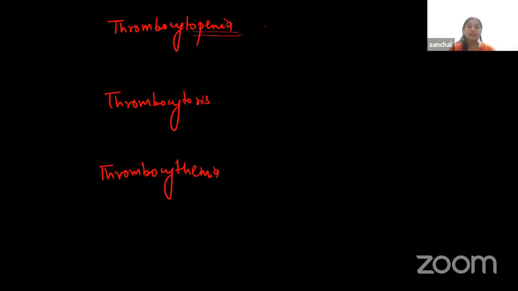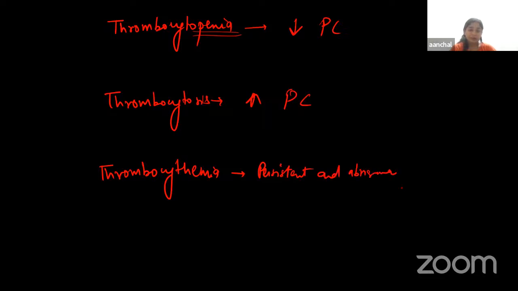Penia means decrease in platelet count. Cytosis means increase in platelet count. Right? And cythemia means persistent and abnormal increase in platelets. Right? So first we're going to discuss thrombocytopenia.